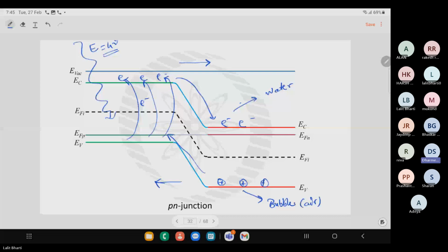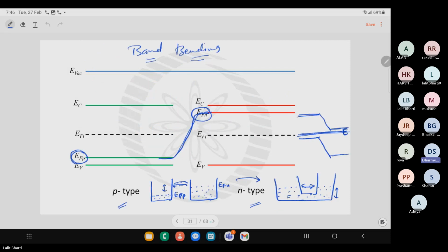Sir, I have one doubt regarding band bending. Yeah, sure. Actually, sir, in the case of P type, the Fermi energy level is already low as compared to the N type. Yes. So how are electrons flowing from P type to N type?